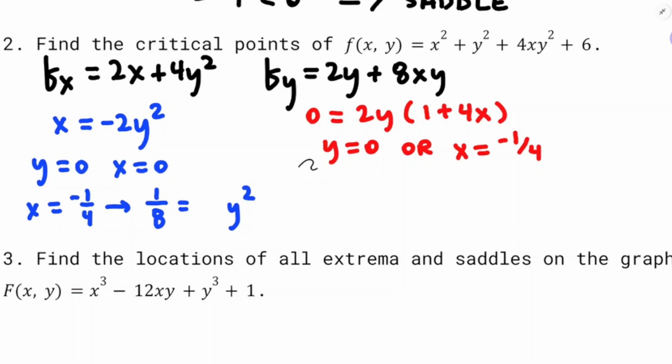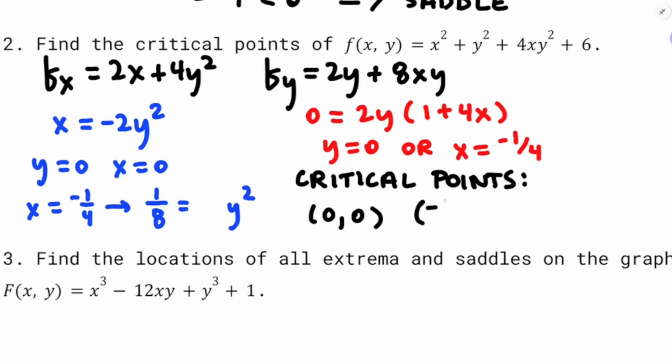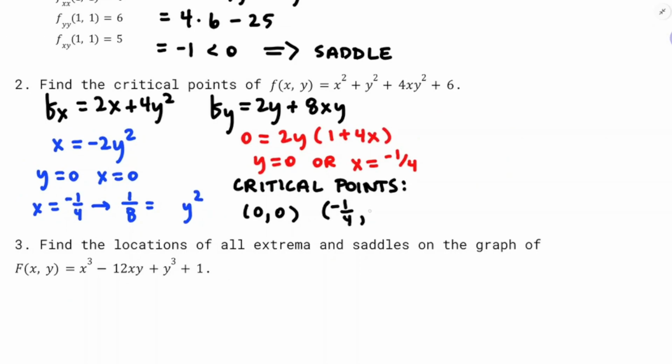So I would say my critical points are going to be x equals 0, y equals 0, and also x equals -1/4, and y equals the square root of 1/8. And I'm just realizing that there was nothing to say that y couldn't be negative, and I took the square root of both sides of the equation, so I would need plus or minus. So I'm going to need more room, I think. So square root of 1/8, and then also -1/4, and the negative square root of 1/8.